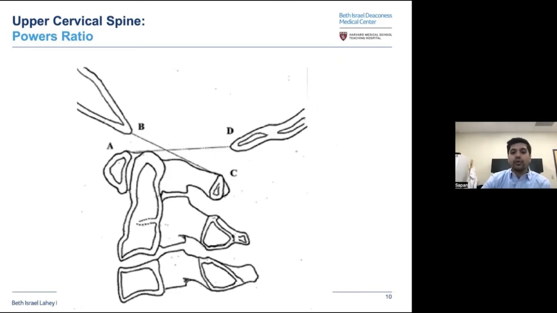Another useful ratio is the Powers ratio. The Powers ratio is the distance B to C divided by A to D. When that ratio is greater than 1, it points to a possible occipital cervical instability. What usually happens is that this distance increases and this distance decreases, causing that ratio to be much higher.